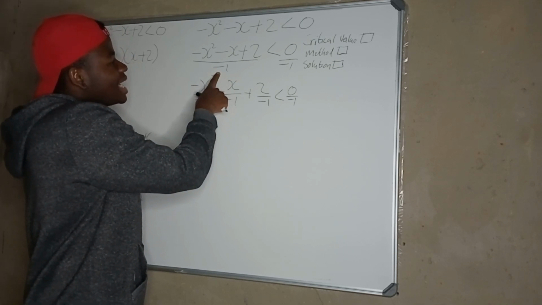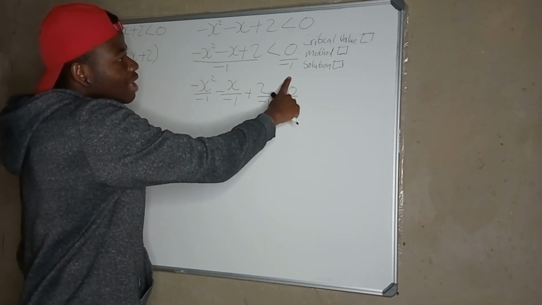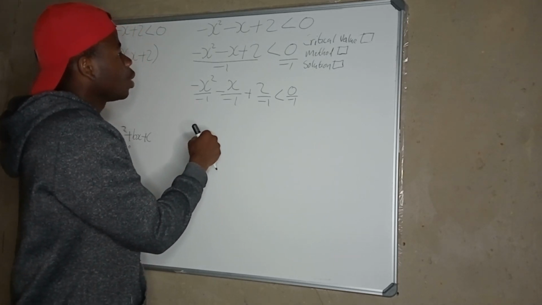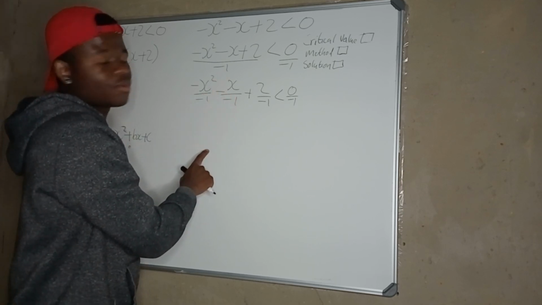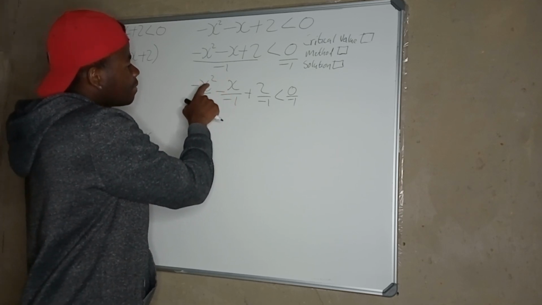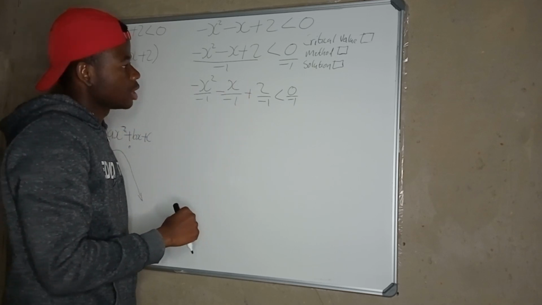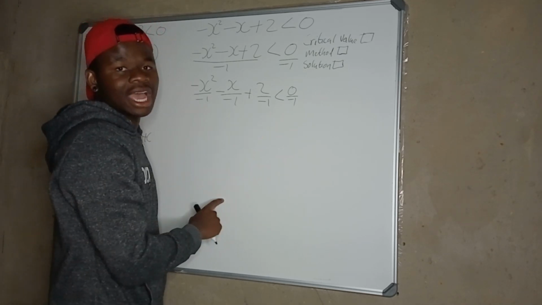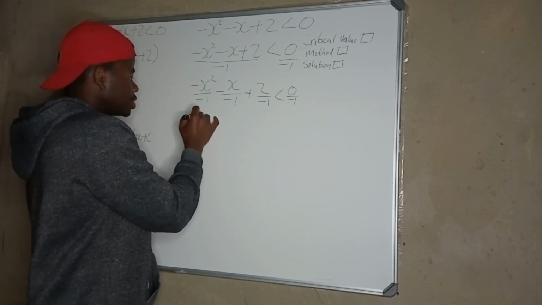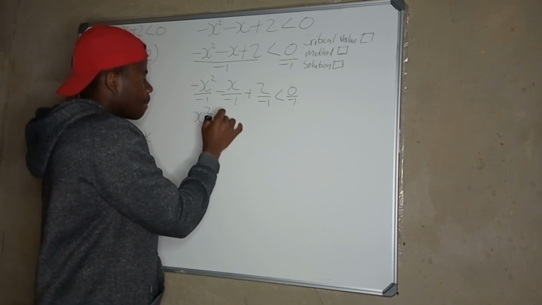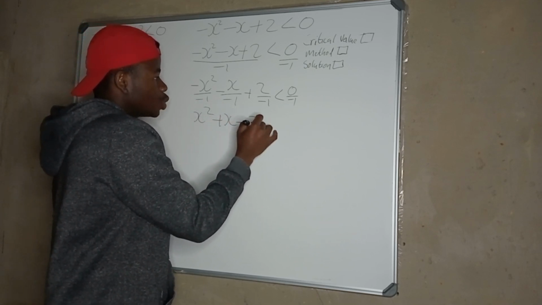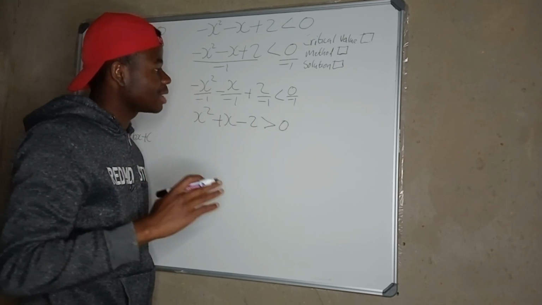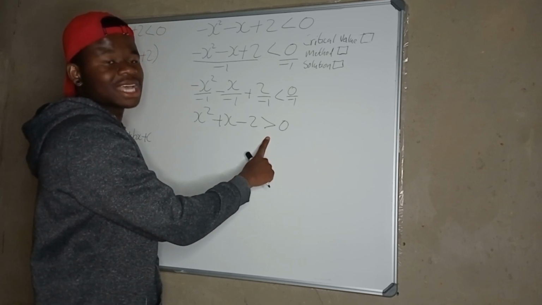If you divide by a negative 1 on the left hand side, you're going to divide by a negative 1 on the right hand side. The negative 1 is going to be divided between the three terms. And if you divide by a negative, the inequality sign is going to change. Then you're going to get x squared plus x minus 2 greater than 0. Only if I divide by a negative will the inequality sign change.